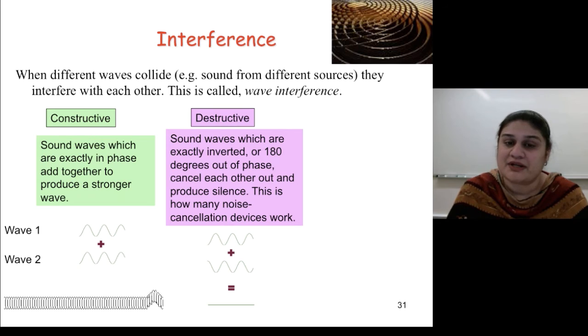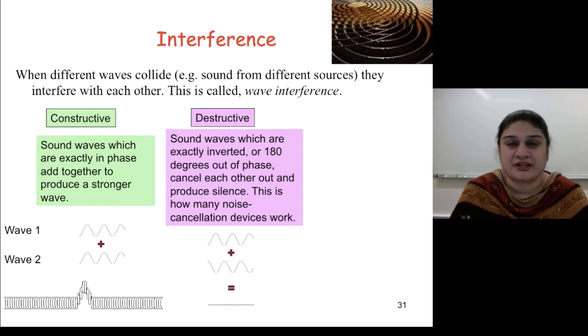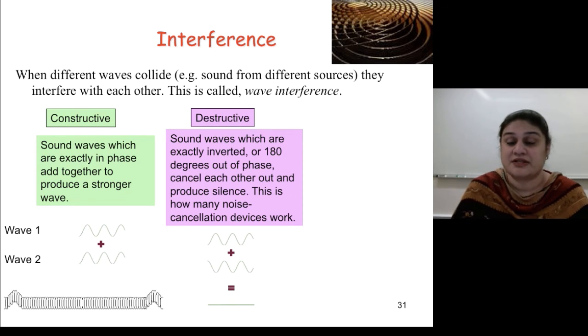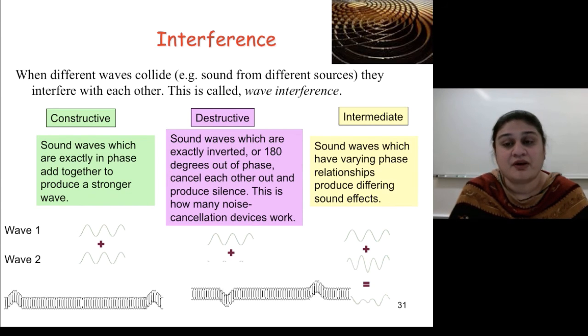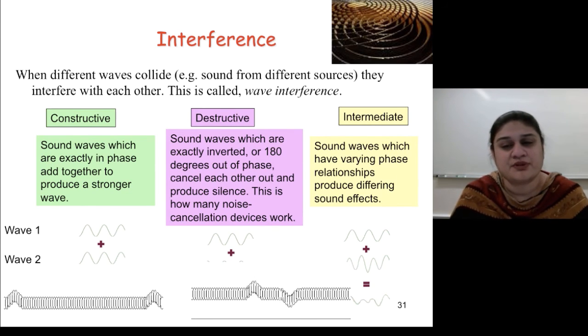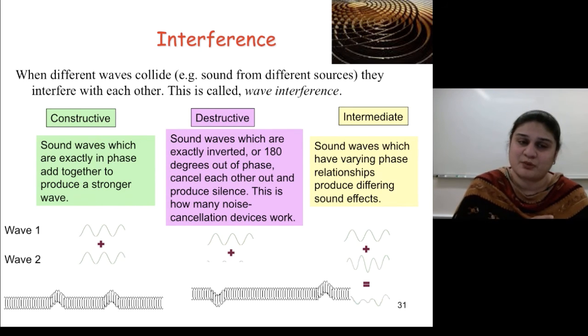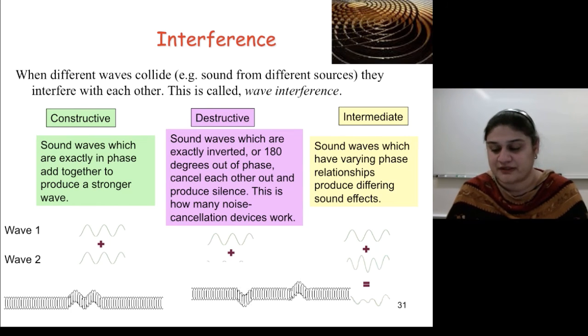When two waves which are exactly inverted, or 180 degrees out of phase, cancel each other out, they produce complete silence. This is called destructive interference. Destructive interference is very important in noise cancellation headphones. Intermediate are those sound waves which have varying phase relationships, and they produce differing sound effects. Basically what that means is at some places they will be constructively interfering and in other places they will be destructively interfering.